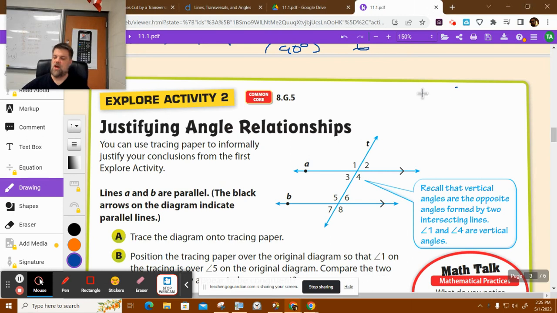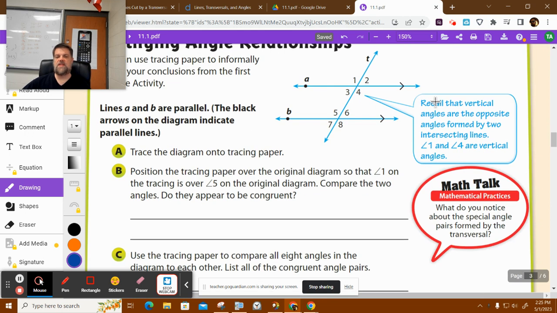All right. So with all that being said, justifying angle relationships is an interesting thing. What they want us to do is the tracing paper, and we can do the tracing paper, but I'm recording this video so you guys can look at it later. If you're curious later, I do have some tracing paper and we'll go through and do this activity.